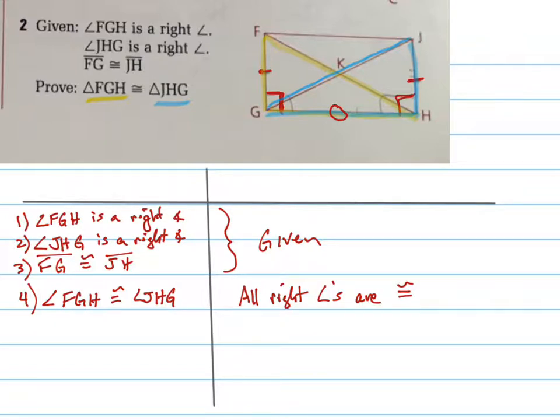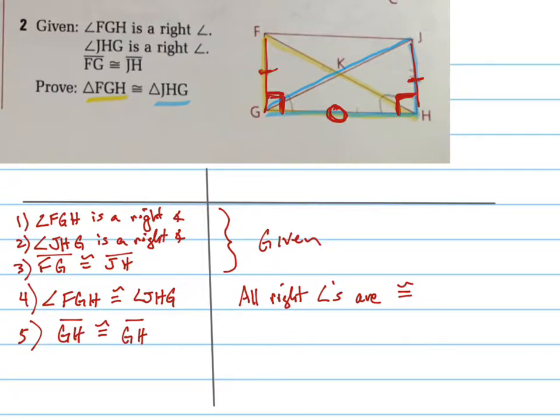So we've got a side, we've got an angle, and now we need another side because we want to use side, angle, side. So what other angle am I going to write down? So far I have this side is equal to this side because that was given. I have this angle is equal to this angle. That's what I just wrote on number 4. And I need one more side. And what's my last side? GH is equal to what? GH is congruent to GH.